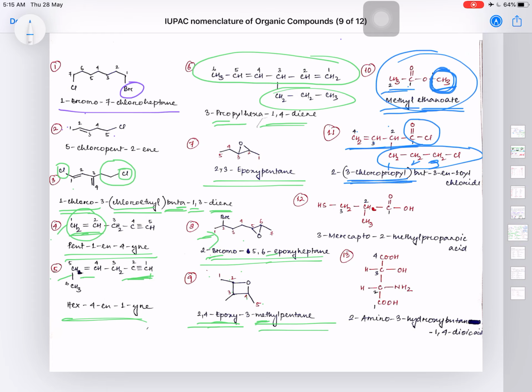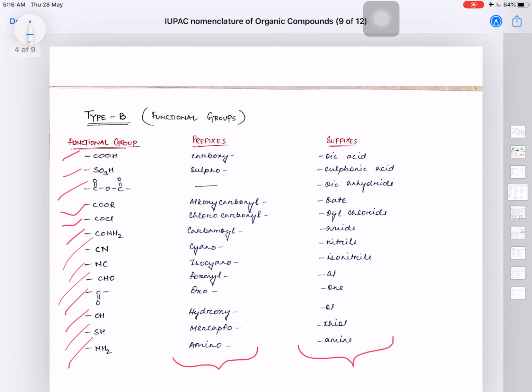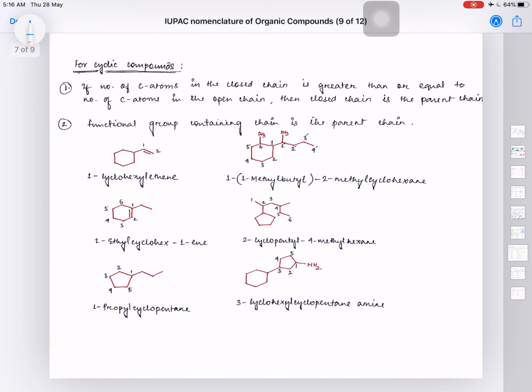Okay, 3-chloropropyl, and this whole side chain is present in 2 position of the main chain, so it is 2-(3-chloropropyl). Then since 4 carbons are there, it is but, and in 3 position you have a double bond, so but-3-enoyl chloride, because if you have acid chloride then we write oyl chloride in the suffix. Okay, that thing you will be getting in this table. You see, for acid chloride we write oyl chloride. Okay, this is acid chloride.